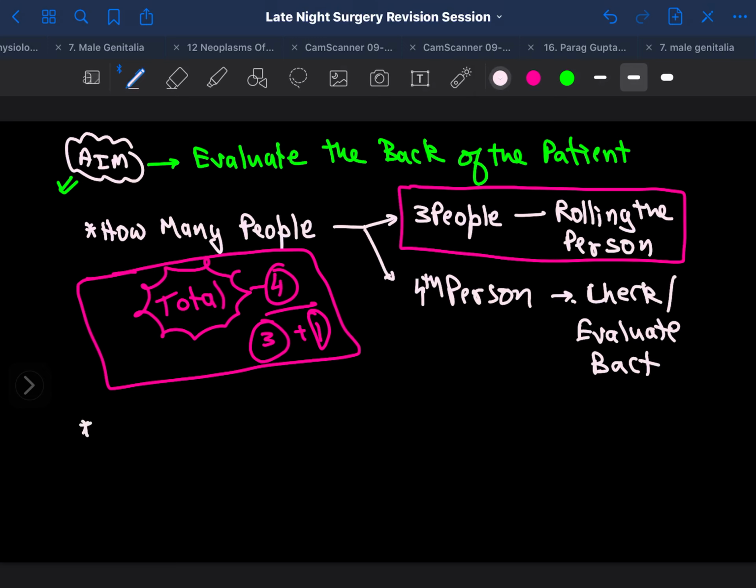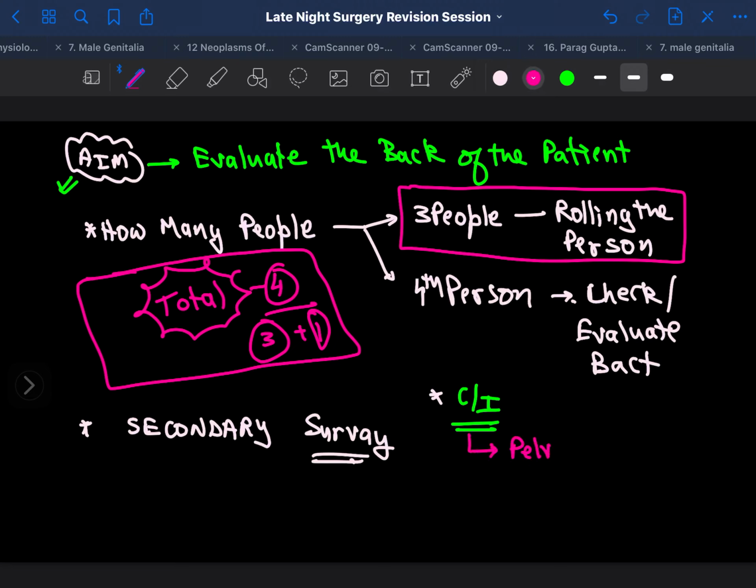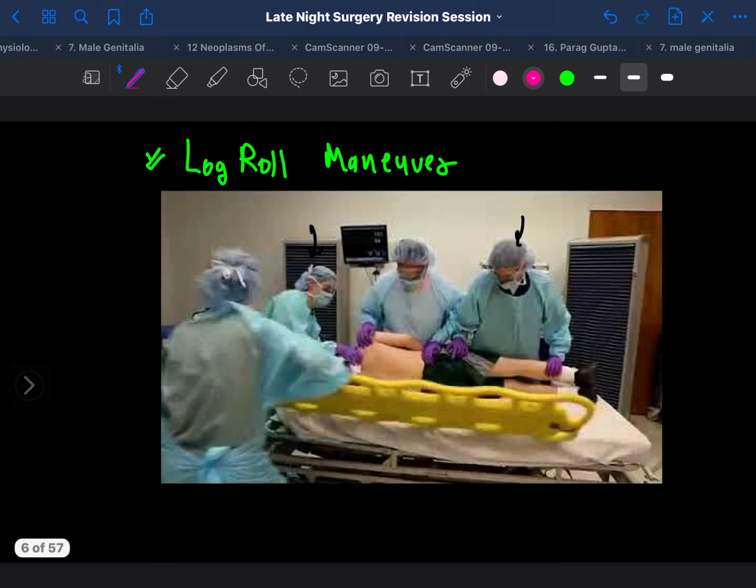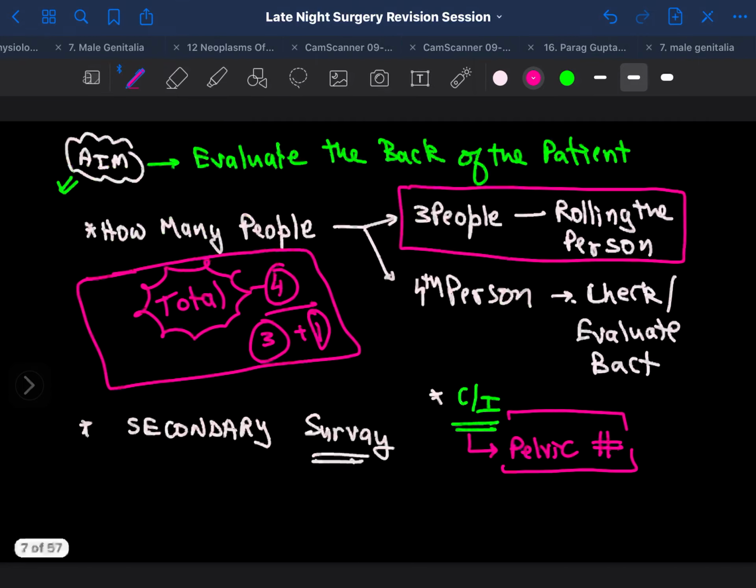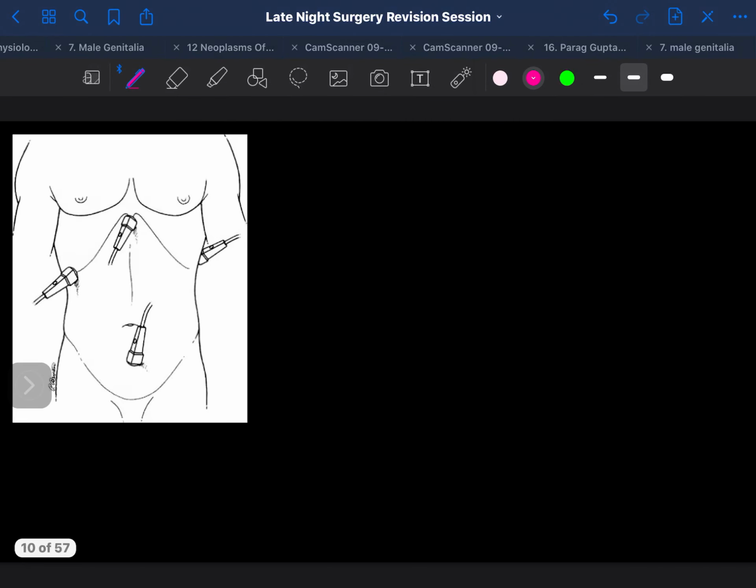Now you need to appreciate that this log roll maneuver is a part of your secondary survey. That's the first thing you need to consider. Another important thing you should know is the contraindication. When will you not perform this log roll maneuver? If the patient has a pelvic fracture, in the presence of a pelvic fracture you will not perform this log roll maneuver. Do you understand this point, guys? So this is how you evaluate the back of the patient, and this is how you perform these steps.